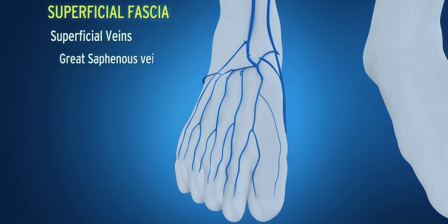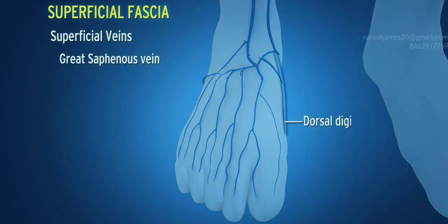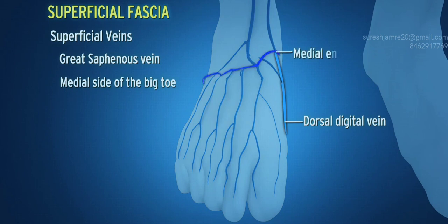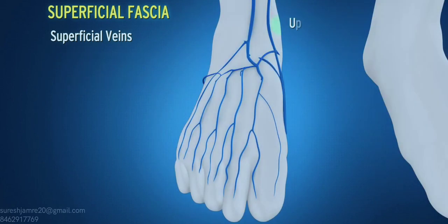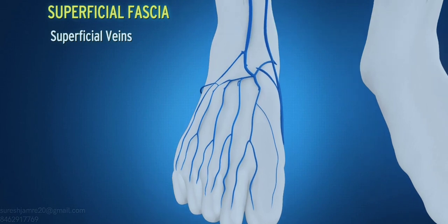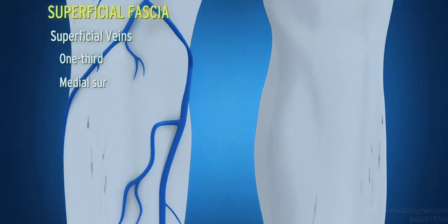Great saphenous vein. The dorsal digital vein on the medial side of the big toe joins the medial end of the dorsal venous arch to form the great saphenous vein. It passes upwards in front of the medial malleolus, crosses the lower one-third of the medial surface of tibia obliquely, and runs along its medial border to reach the back of the knee. The saphenous nerve runs in front of the great saphenous vein.